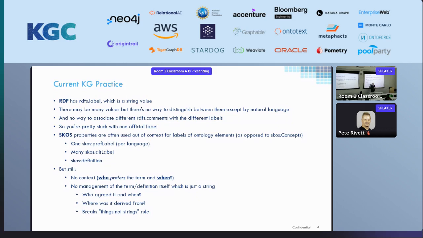You might have a pref label, but there's no way of saying who actually prefers it and in what context, for what purpose. And the label itself is still a string. So it's again breaking the things not strings rule. You can't say things about the label itself, like who agreed it and when, who actually prefers it. Even if you're stuck with one preferred one, it's useful to know who preferred it and why did they agree it? Where was it derived from? So better, but still pretty limited.